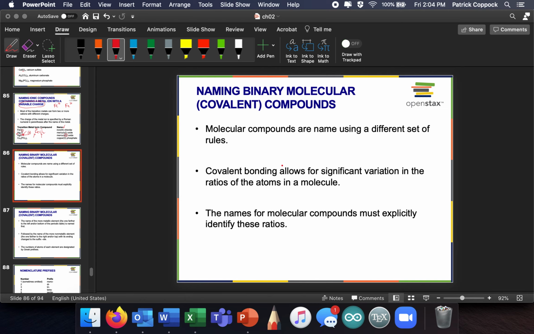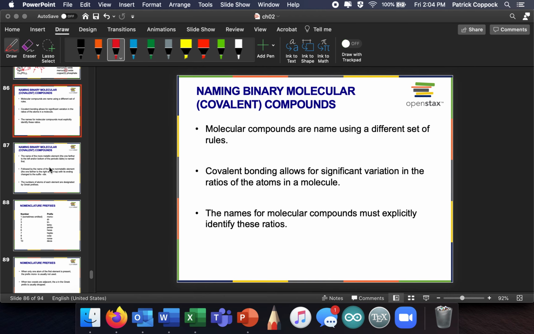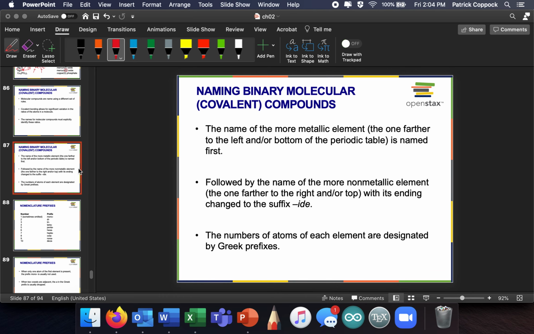Now, naming covalent compounds is much simpler. Much, much simpler. For these, we name like the cations and the anions, but we actually say how many are there. I know that wasn't very clear. Let me say it again. The name of the more metallic element, the one further to the left or to the bottom, is named first.